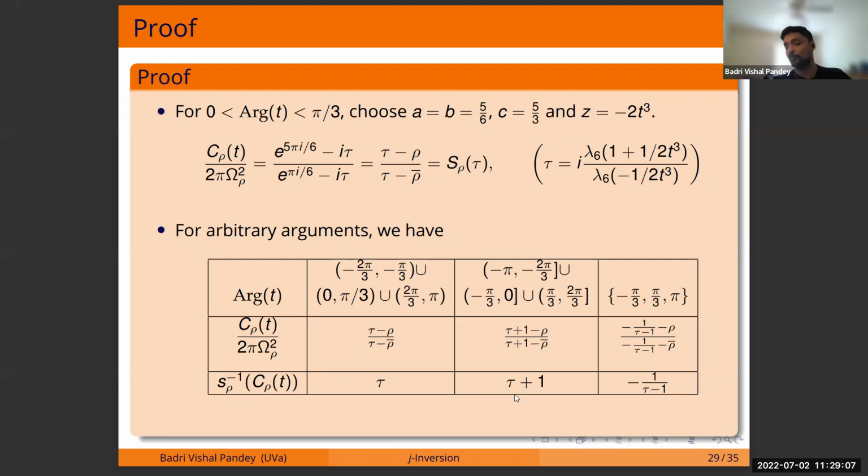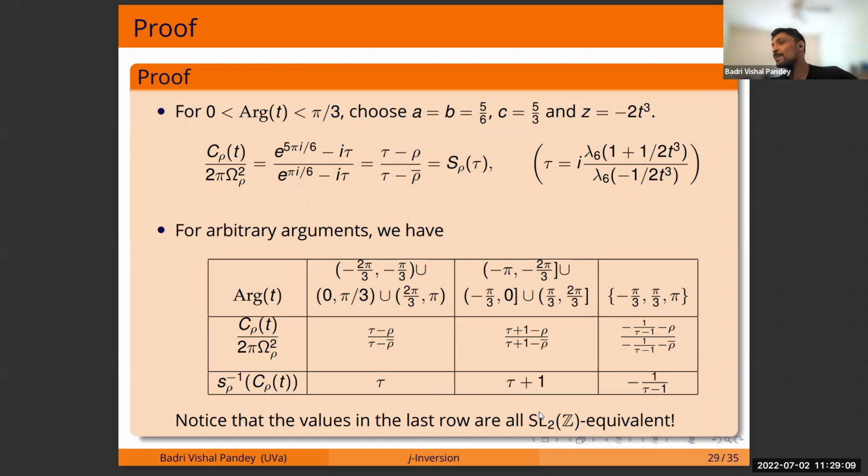Okay, I didn't explain what I mean by SL2Z equivalent. It simply means that there exists a matrix in SL2Z that sends this point to this point, or this point to this point. It interchanges. For example, when you want to go from this point to this point, the matrix that you want to consider is the following: 1, 1, 0, 1, right? That's called the translation matrix, and it sends tau to tau plus 1. It's a combination of translation and inversion matrices that span this SL2Z.